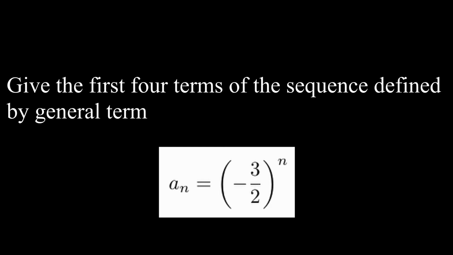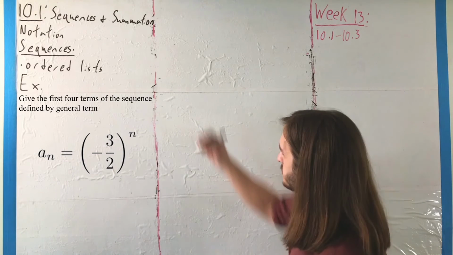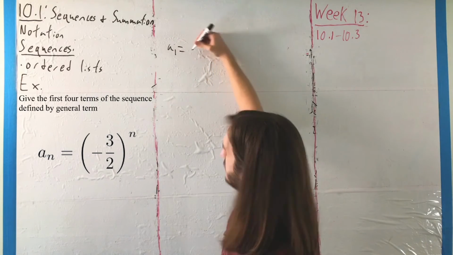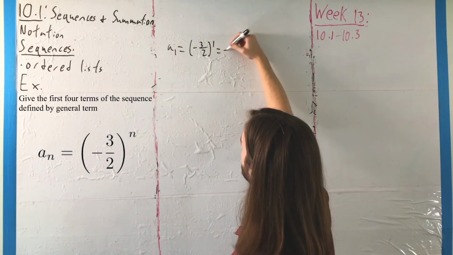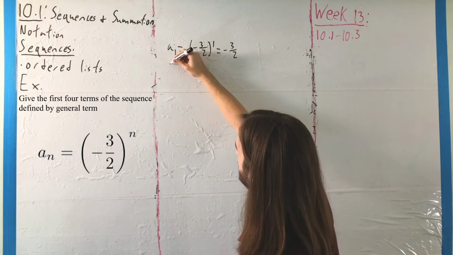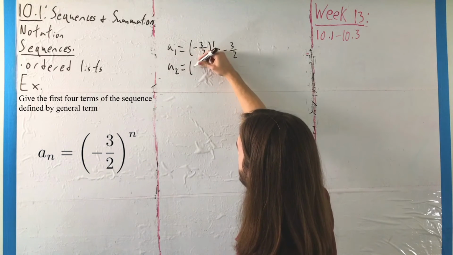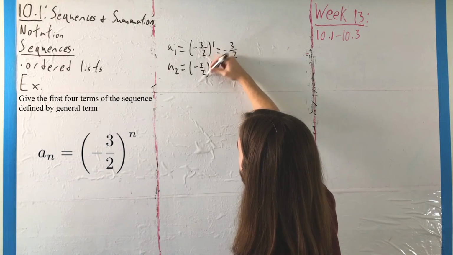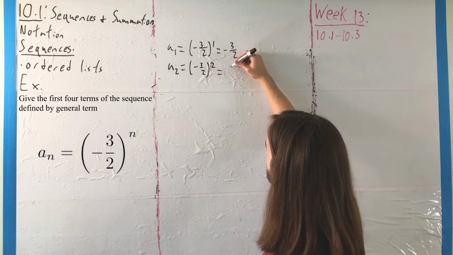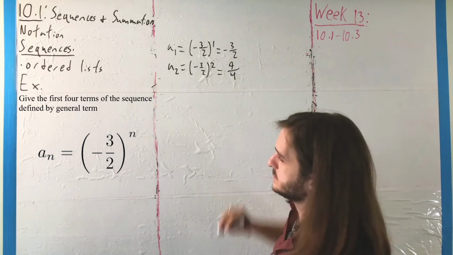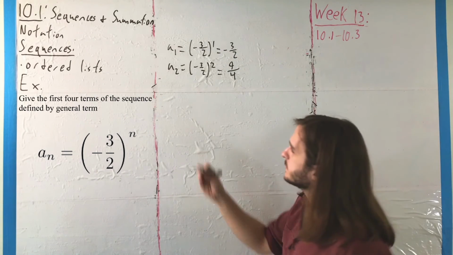So for our second example, we want to find the first four terms of the sequence defined by a_n equals (-3/2) raised to the power n. Do the same thing. So at n equals 1, we would get a1, which here would have the form (-3/2) to the first power, or, well, -3/2. For a2, we would just take that -3/2 and now raise it to the second power, which here would be 9 over 4, because you'd have that -1 squared, the 3 squared, and the 2 squared.